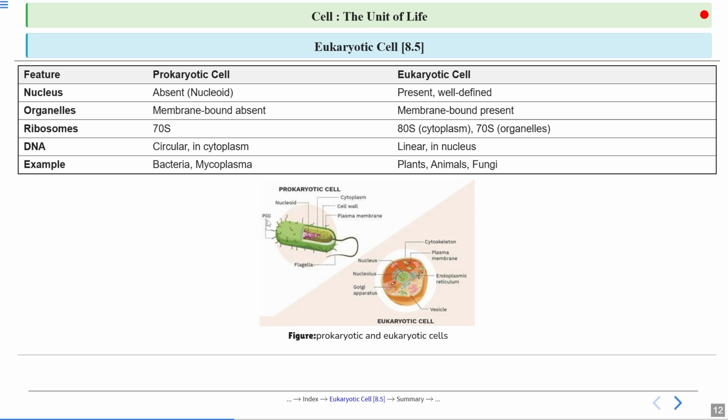These structures help in reproduction, also help in conjugation, and also help in the attachment of this bacteria to the host tissue. Then flagella is for movement. In the case of a eukaryotic cell, you can see they consist of a true nucleus. They consist of membrane-bound organelles. They consist of cytoplasm as well.